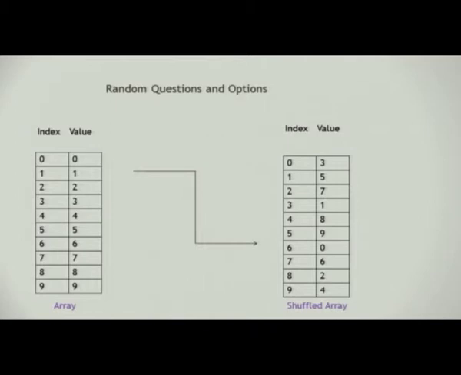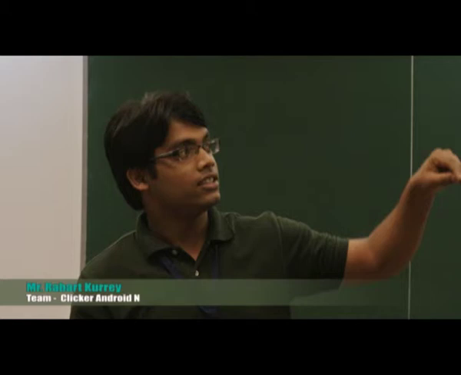I would like to talk about how I did this. This is the array, where the value at a particular index is the same as the index: for 0 the value is 0, for 1 it is 1, for 2 it is 2. I just shuffled those values. After shuffling, for index 0 I get 3, for index 1 I get 5, for index 2 I get 7. So if I display the first question number, it will actually be the third question, not the original first question. In this way I was able to print the questions in random order.